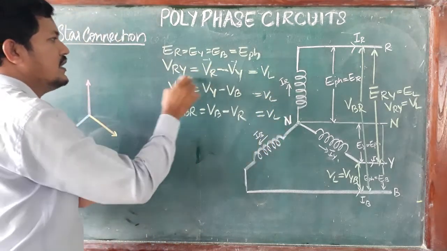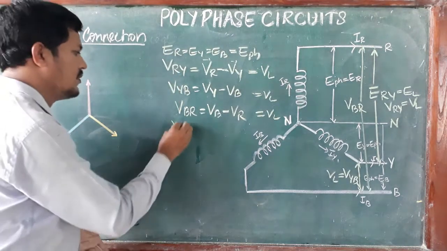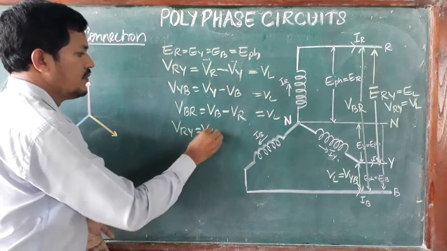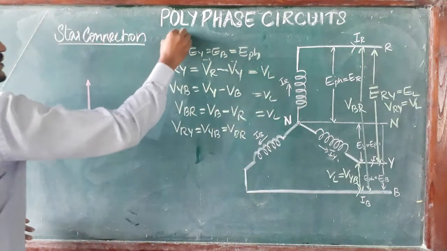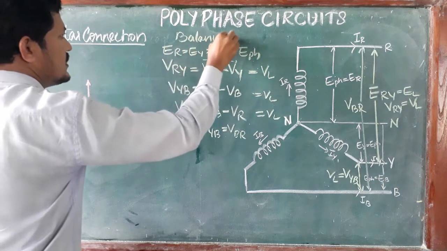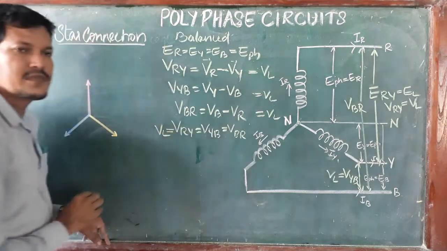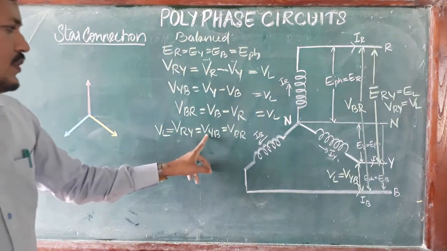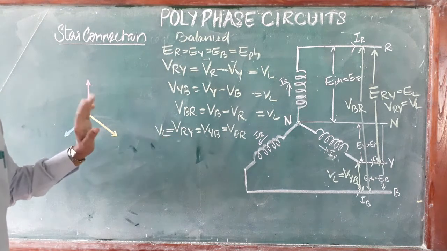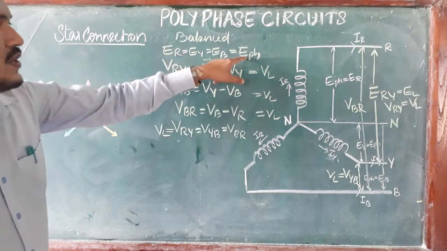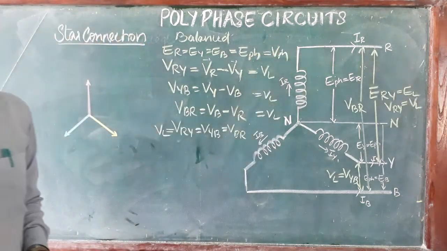Under balanced condition, all the line voltages are equal. VRY equals VYB equals VBR, everything equal in magnitude. So this is known as the line voltage VL, and the other is known as the phase voltage, E phase or V phase. Clear. Next is current.